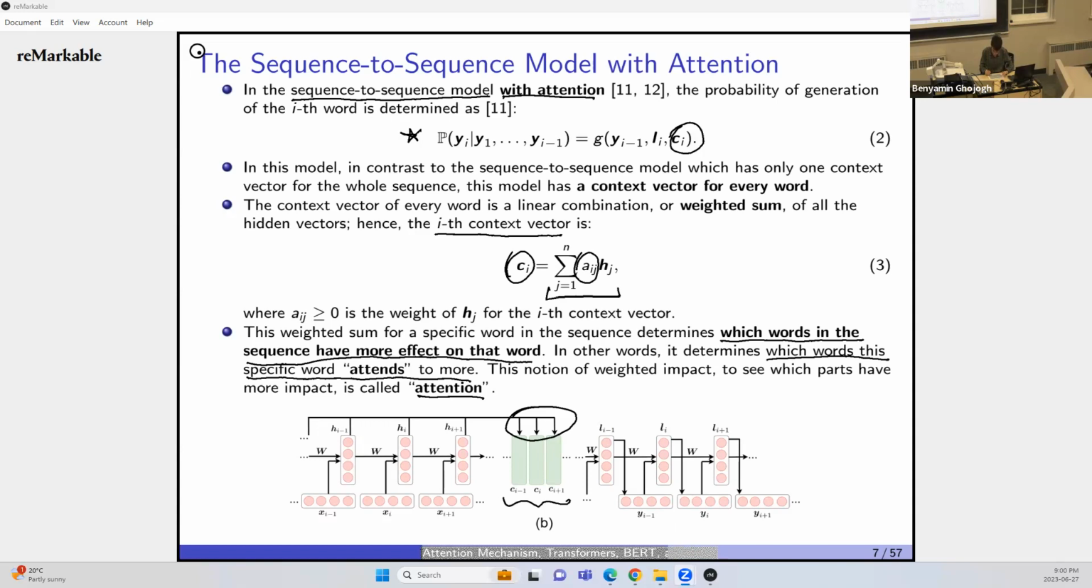And this is called attention. So compare this figure with this, and you'll see the difference.